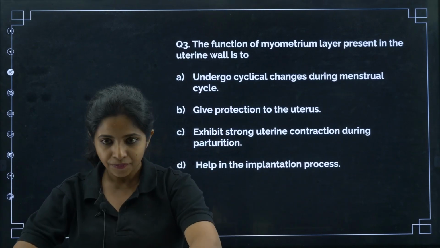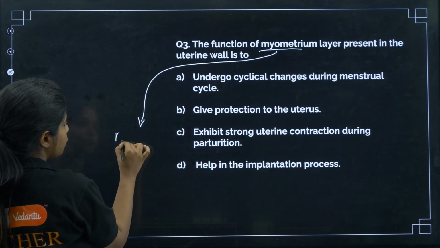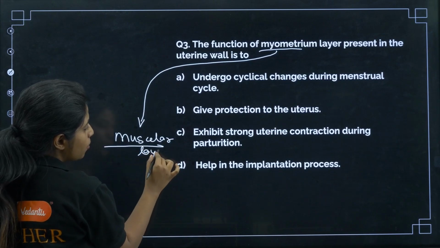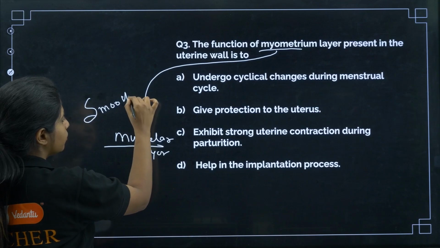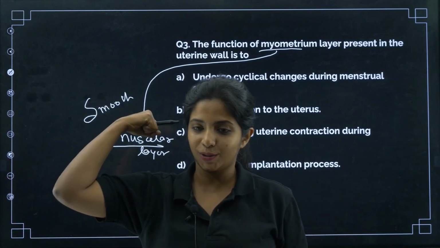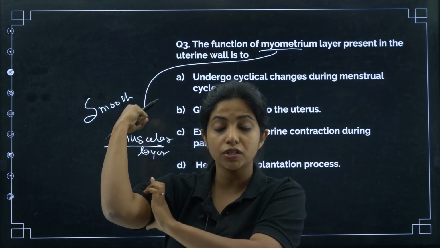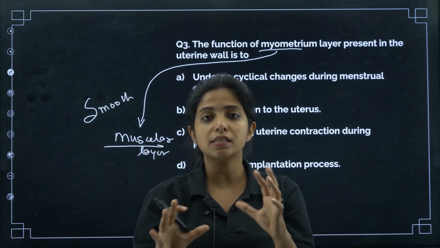Now, if you're asked about myometrium, it is basically a muscular layer. M for myometrium and M for muscular layer. What type of muscles, my dear children? Smooth muscles. Why? Because skeletal muscles can be controlled by me, but smooth muscles are involuntary.